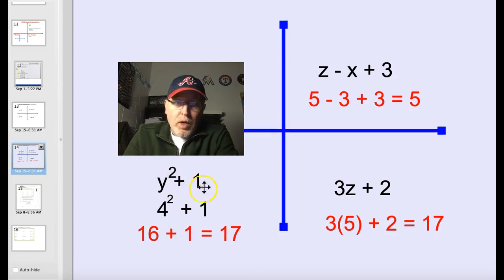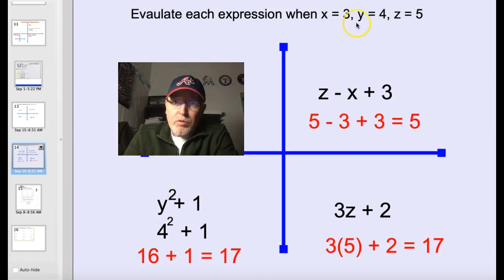y squared plus 1, y was equal to 4. So 4 squared is 16 plus 1 is 17. And 3z plus 2, again, put that in parentheses. z was equal to 5. So you have 3 times 5 plus 2 equals 17.